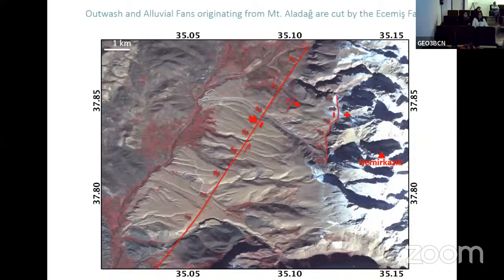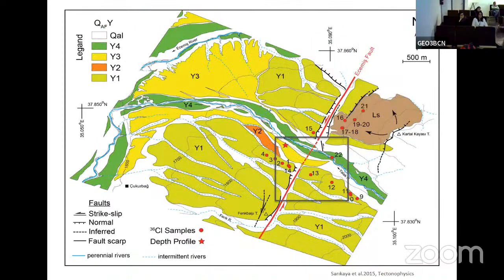So here is the Google Earth image of this. This is a high mountain, 3,700 meters here. And you have all these outwash sediments that you see here from the glacial fans, and here you see the fault. This is the map of the fault here, the Ecemiş fault. What we did was date the boulders on top of the alluvial fans from here to there. You have another system here.